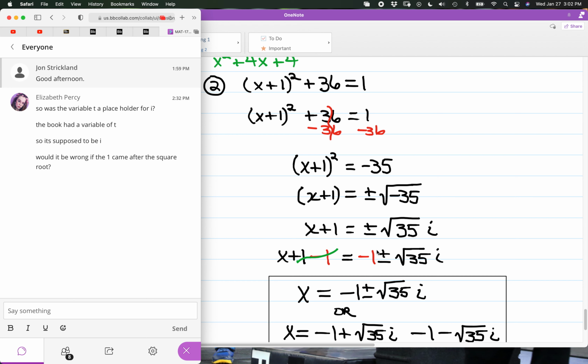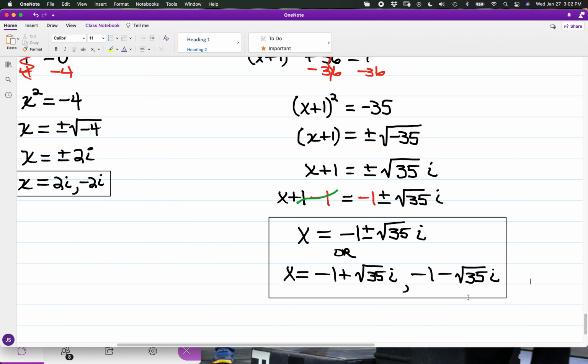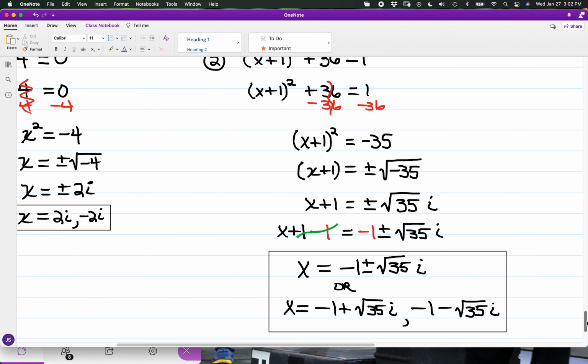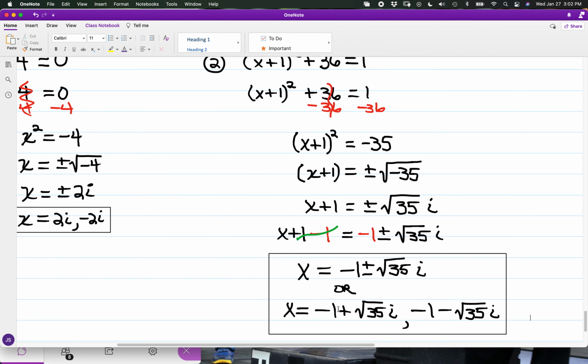If you have plus or minus square root 35i, or square root 35i minus 1, or negative square root 35i minus 1, they would technically be correct. But normally the traditional layout would be to have the constant in front of the radical. That would be just the traditional notation, but technically you could have the -1 follow. It would not be a typical display, but it would be technically correct.